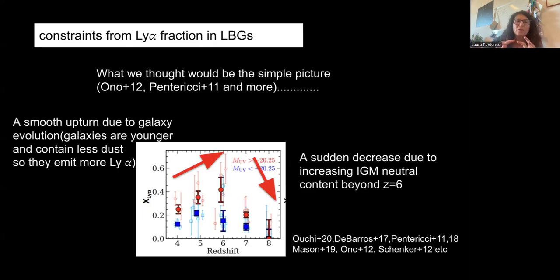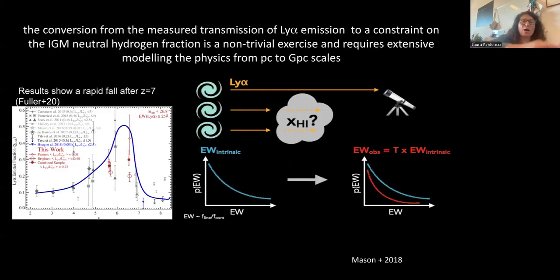We had this quite nice, clear picture that the Lyman alpha fraction was rising from redshift, say, 3 to 4, 5, and 6 because of galaxy evolution, and then it was decreasing because of the intergalactic medium neutral content. Again, of course, to pass from this rise and fall to an actual constraint on the neutral hydrogen fraction, we needed to go through modeling and maybe simulations, because basically we needed to understand what neutral hydrogen in the IGM was required to produce this rapid fall of the Lyman alpha fraction in galaxies.